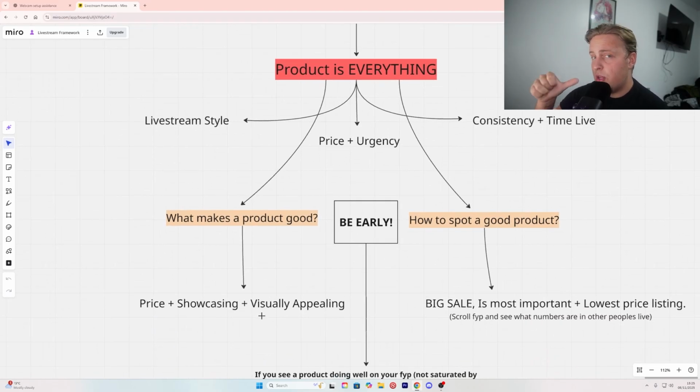You've got the price of the product, so whether it be on a massive sale, and sales are so important on lives. I'll almost never go live with a product unless it's on a sale, or you've got a really cheap listing compared to everyone else's. So listings are also really important, which is one thing I wanted to go over. When you're going live on TikTok, let's say the top listing has 1,000 sales, but it's £35. There's another listing that's £22, but it's only got 30 sales.